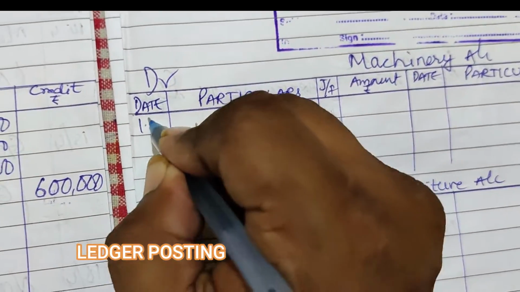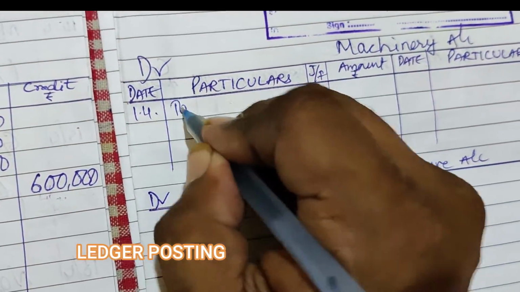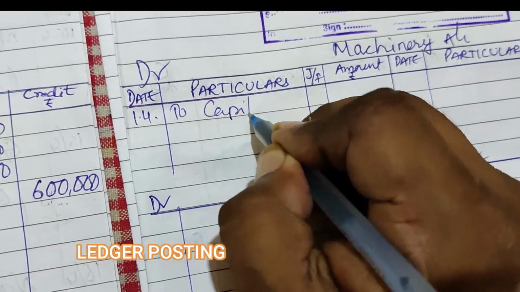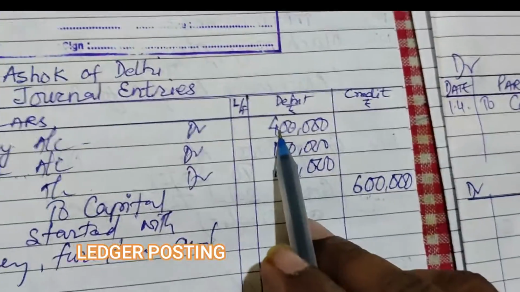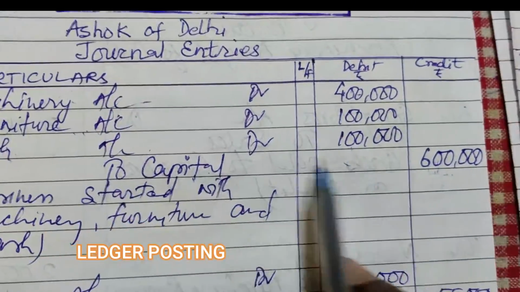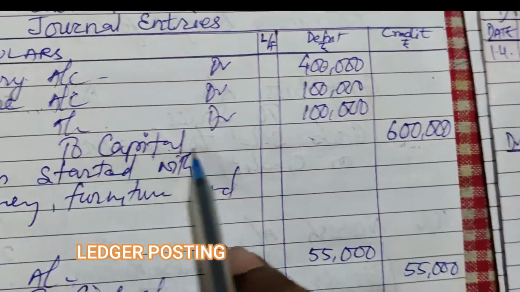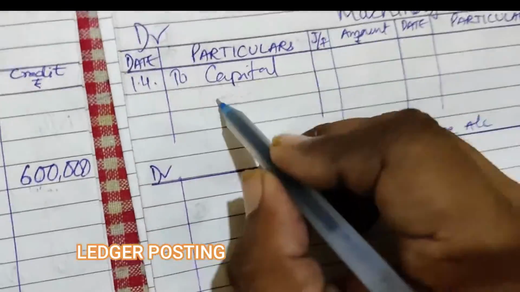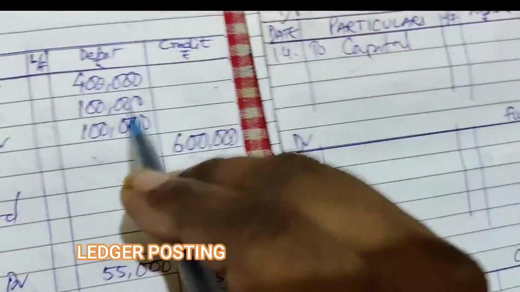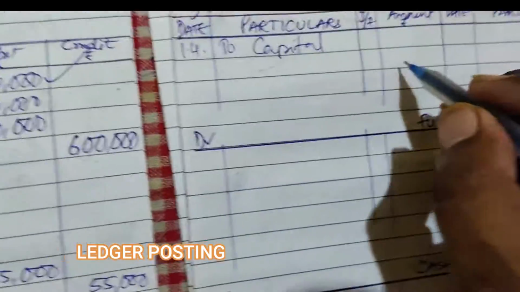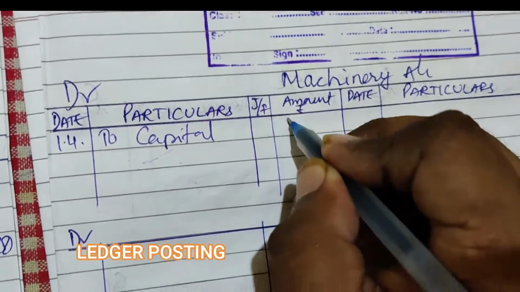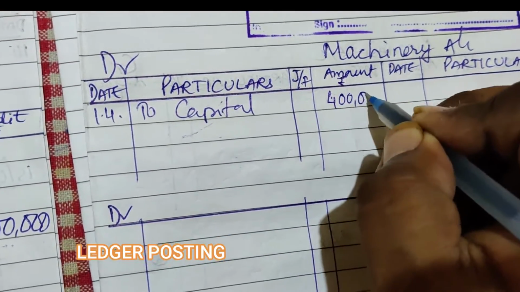On the debit side, 1st April, we write to capital account. Machinery account and furniture account are debited to capital account. Machinery is capital introduced in the business. So what is the machinery amount? This 4 lakh. So we write here machinery account is debited 4 lakh.